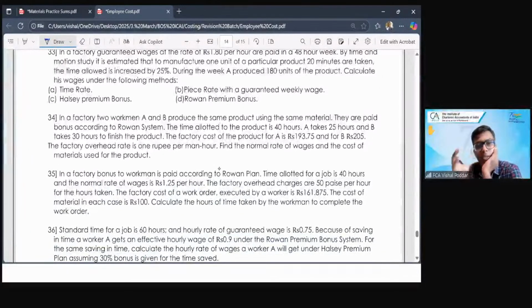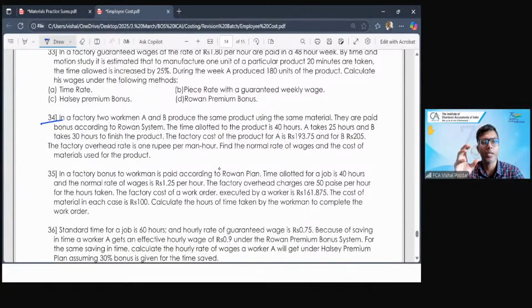Chalo. Now we'll take a different type of sum. In the previous sum, you were given the data and you calculated factory cost. Now this question is something interesting. Everything revolves around Halsey-Rowan calculation, but with a pinch of salt, right? Now, what is this pinch of salt? Let us see. So pay attention.